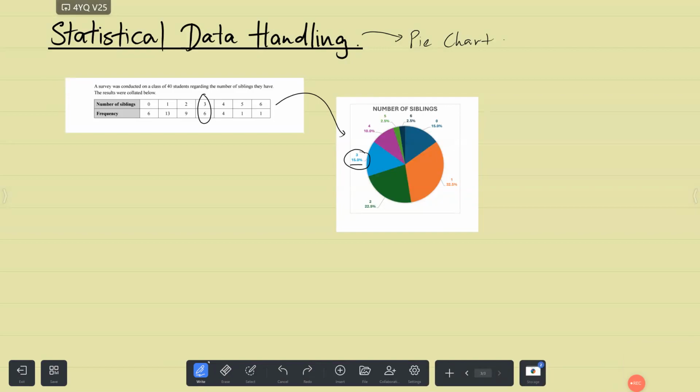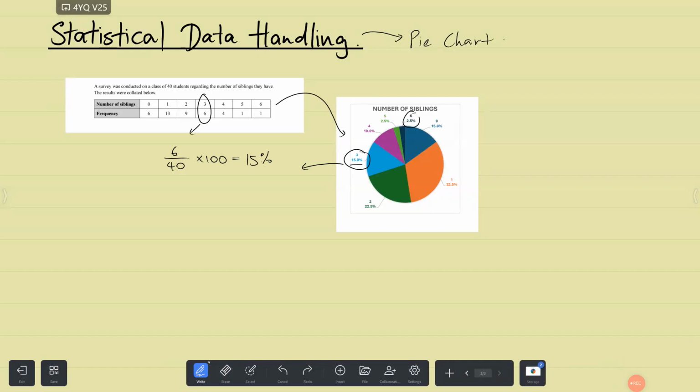So how do I get 15% from these numbers? Well, first of all, I take the number of students that have 3 siblings and put them over the total number of students in the class, which is 40. Multiply that by 100 and you'll get your 15%. There we go. Right, let's try another one over here.